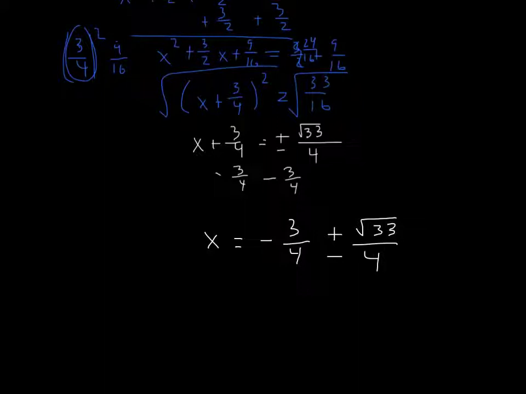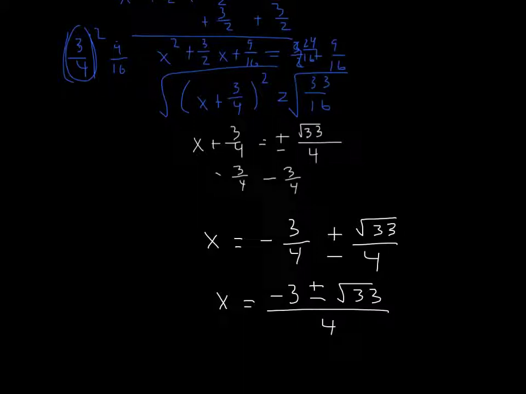Now, if you wanted to make that look even better, because they're both over 4, you could do this. x = (−3 ± √33)/4. That would make it look the best because they already have common denominators. But if you left it the other way, I'd still take your answer. Just know that's the best way to do it though. Alright, one more. Last one.